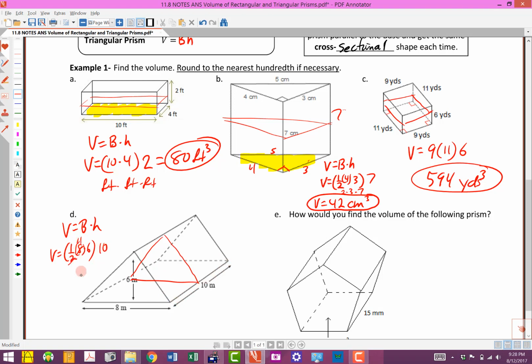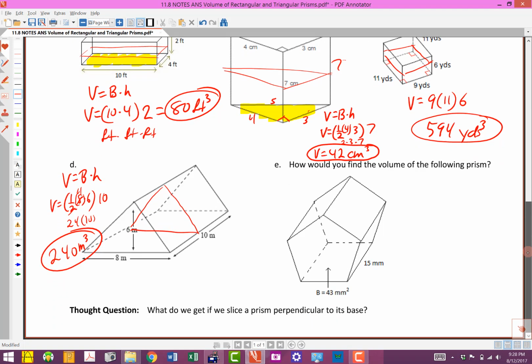So we're going to cancel. That's a 4. So this is 24 times 10. So this ends up being 240. And then the units on this particular one are meters. So this is going to be meters cubed. Whoops, let me make that look right. Meters cubed, 240 meters cubed.